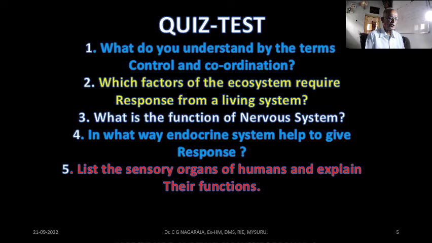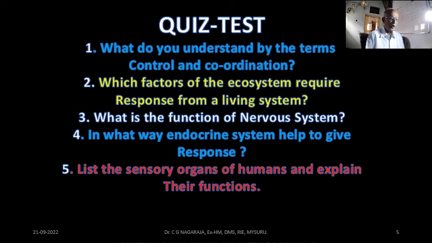2. Which factors of the ecosystem require responses from a living system? Almost every stimulus from the ecosystem requires a response from the living being. Some of them are important, some of them are not very important. 3. What is the function of the nervous system? The nervous system helps in controlling all the functions of the human body.